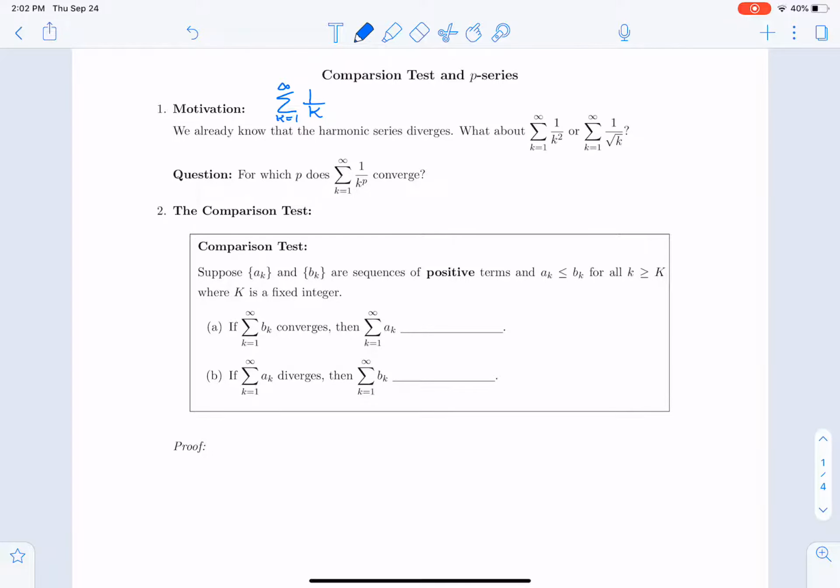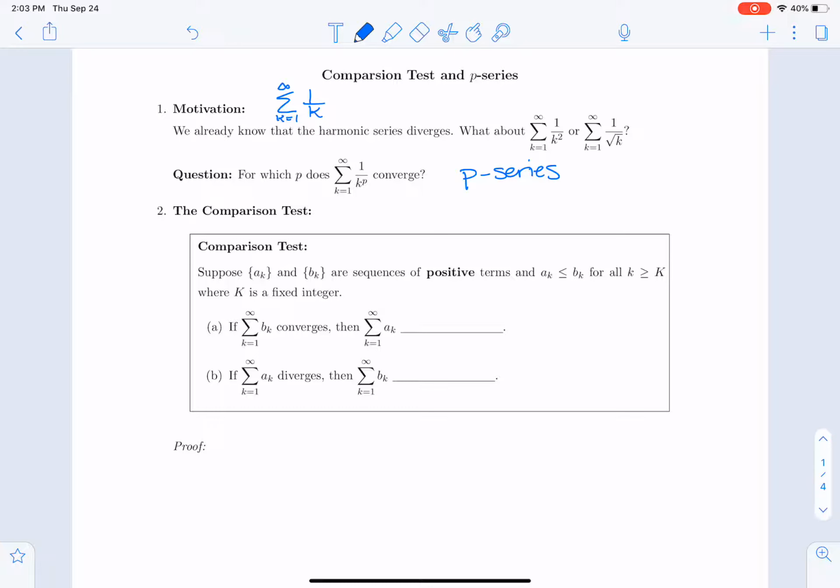Well, these are actually called p series. And we're trying to ask the question whether these p series converge or diverge. And the way that we're going to answer this question in this lesson is that we're going to use what is called the comparison test. The comparison test is going to compare the sizes of two different series, and then we're going to use what we know about one of the series to say whether the other series diverges or converges.